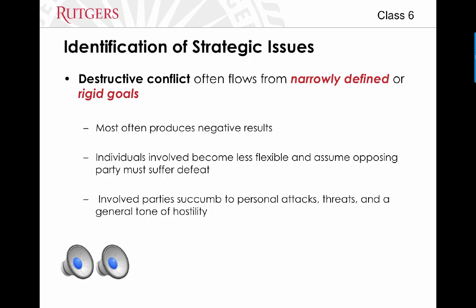With destructive conflict, individuals involved become less flexible and assume that the opposing party must suffer defeat. Generally, those involved tend to succumb to personal attacks, threats, and a general tone of hostility. In identifying the strategic issues for our organization, we want to be aware of the difference between constructive and destructive conflict. We want to promote constructive conflict and try to avoid destructive conflict.